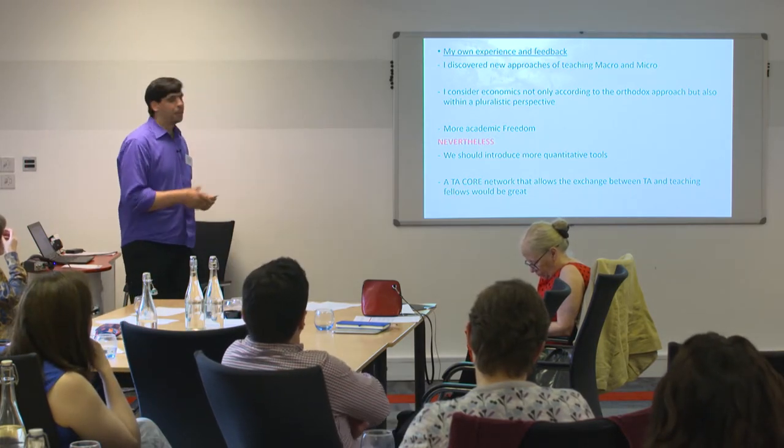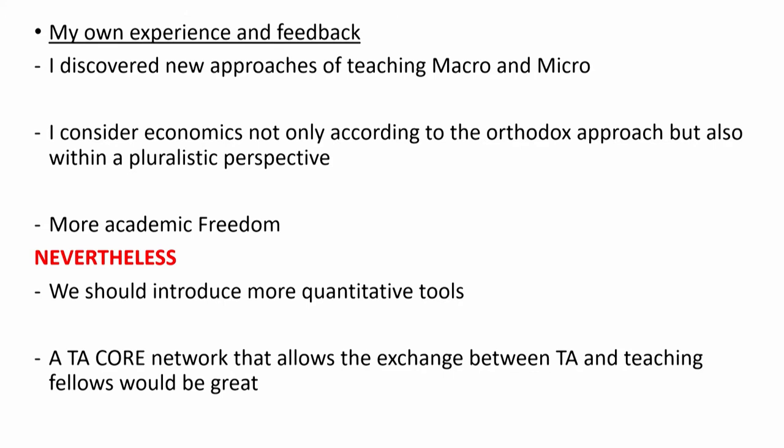However, I think first- and second-year undergraduate micro and macroeconomics could be improved using more quantitative tools, with maybe more explanation, not only about the Gini coefficient, but about the different measures and other quantitative techniques that allow taking into account, for example, diversity and bias, even in terms of measurements.